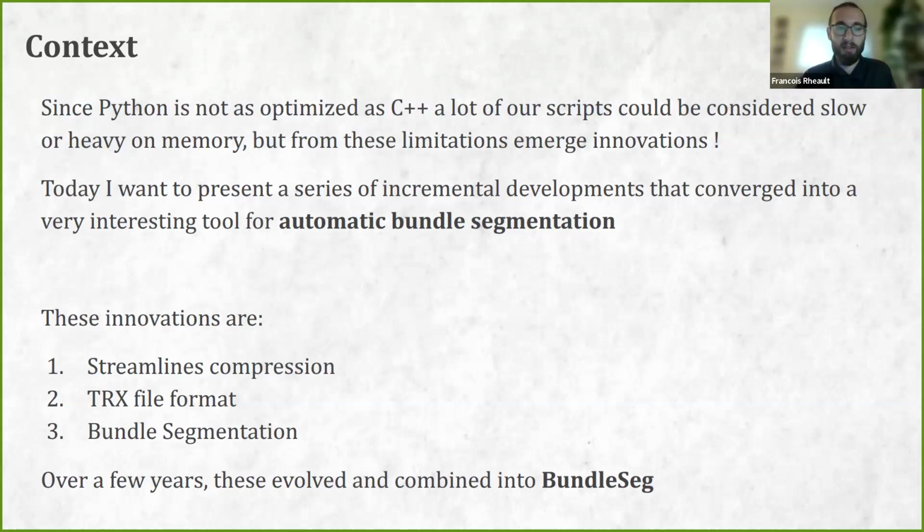So today I want to present a series of incremental developments that converge into a usable tool or pipeline for bundle segmentation. Over the years, we kept updating our scripts and our methods to work well together into something usable in real use cases, for example, for the clinic or at the scale of limited processing time. The innovations I want to talk about today are streamline compression, a new tractography file format called TRX, and bundle segmentation, which over the years combined into BundleSeg, so that all of this works well together.